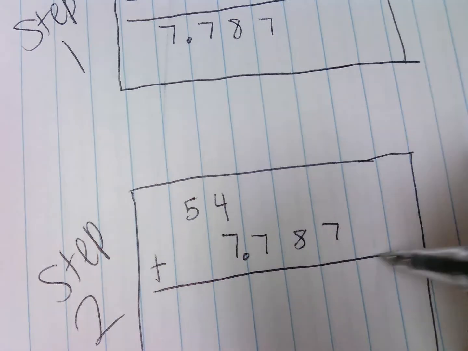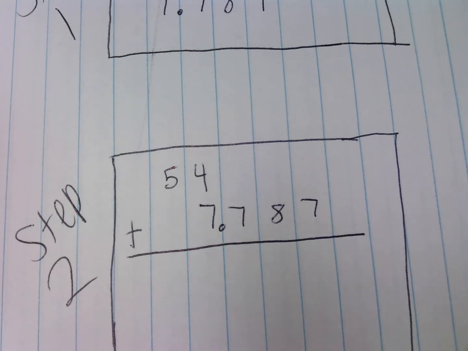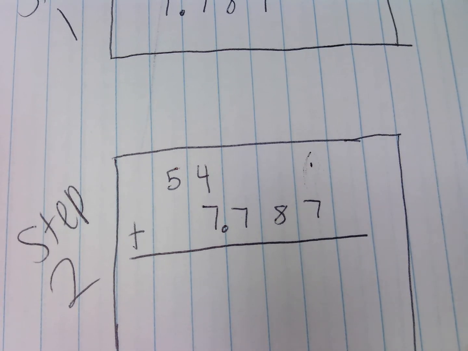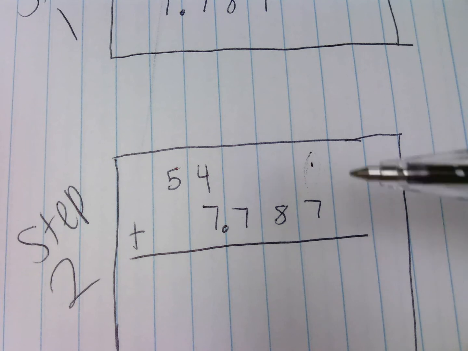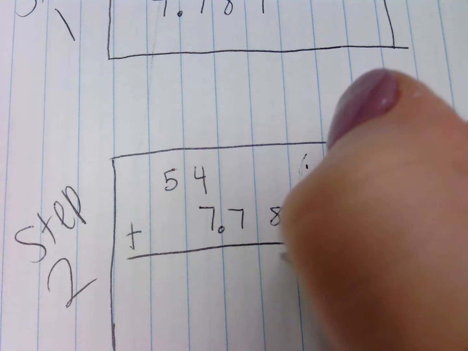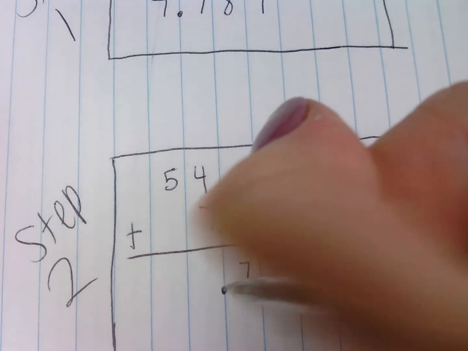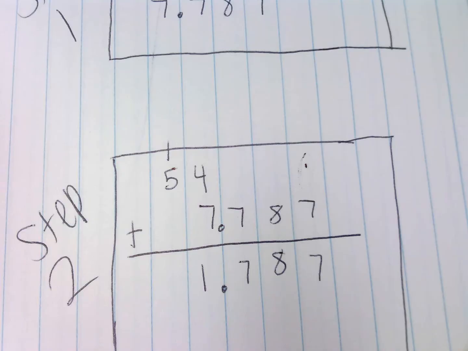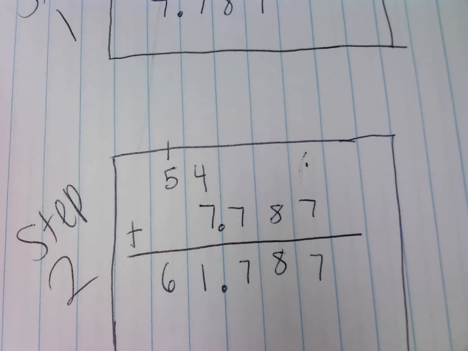7.787. Okay. So now we're adding to it. I don't like that this is crooked for you guys. There we go. Now we're adding. This blank space represents a, if you said a 0, then you are correct. This represents a 0. So 0 plus 7 equals 7. 0 plus 8 equals 8. 0 plus 7 equals 7. Now bring down your parentheses, bring down your decimal point. 4 plus 7 equals 11, so you got to bring one up here. 1 plus 5 equals 6. Your answer is 61.787.